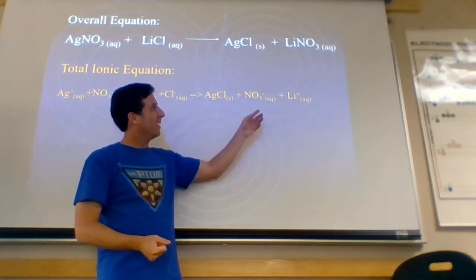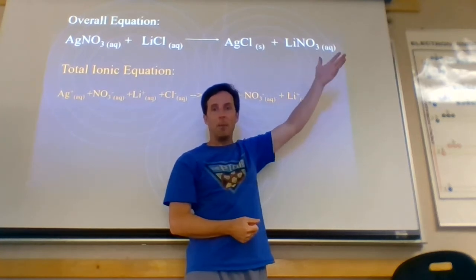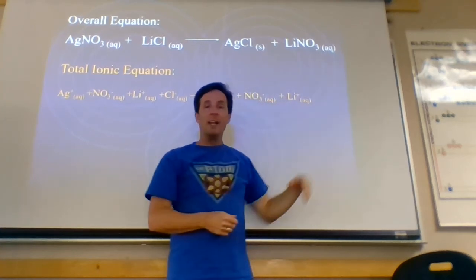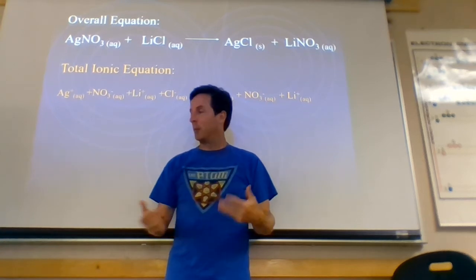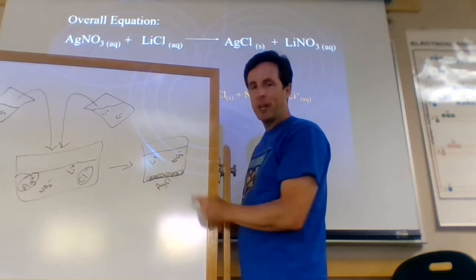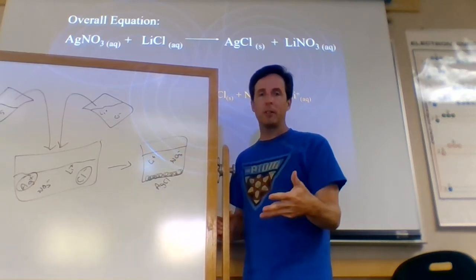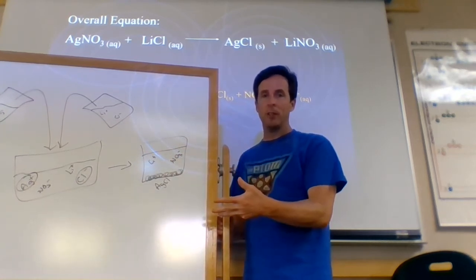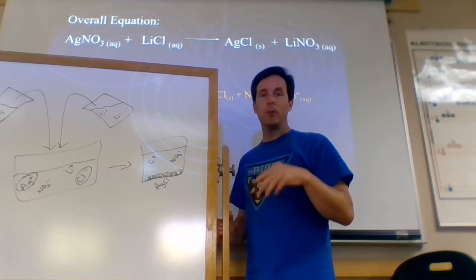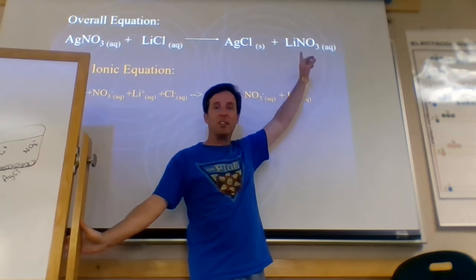But in the original reaction, it looked like I was forming a second compound. But really, if I form an aqueous ionic compound, that's not real. If you look back at my picture, when I finished, the lithium and the nitrate never really came together. They're floating around separately, so that's a false product. It's not forming in the solution. The silver chloride is forming, but the lithium and the nitrate, they're still swimming around doing their own thing. They don't even notice each other in there. So to put them together like that is misleading.